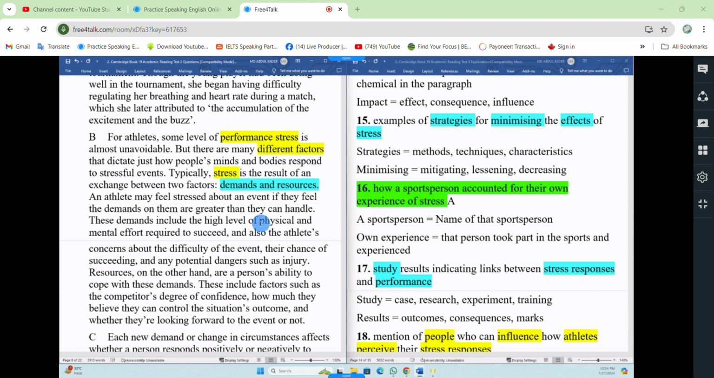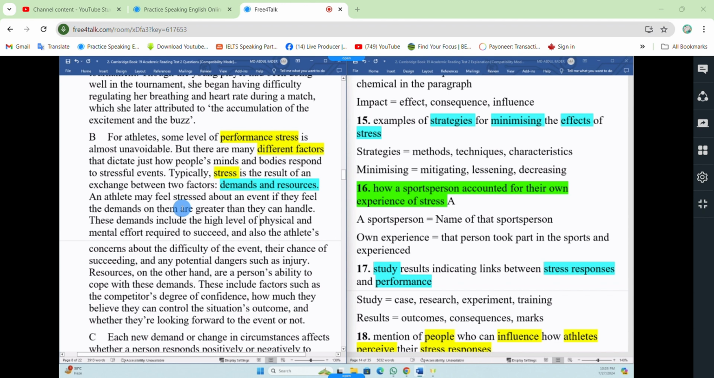Why? For example, we are expecting that Shakib Al Hasan wins the match, but he doesn't have proper resources to win the match. That means this demand is creating stress on that particular athlete or sports person. So here is the explanation.